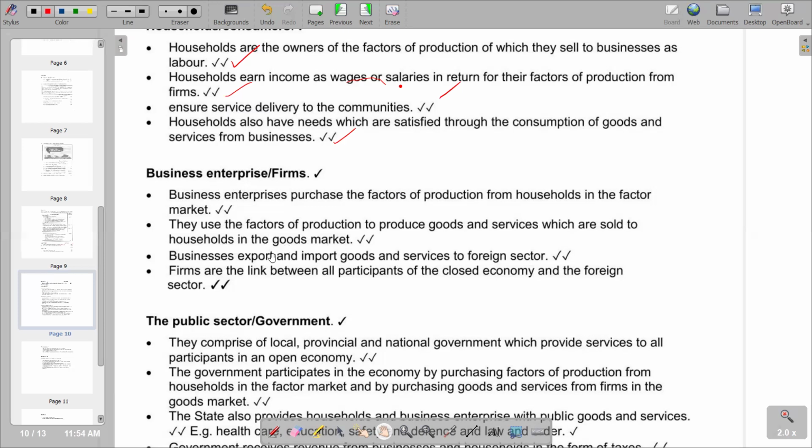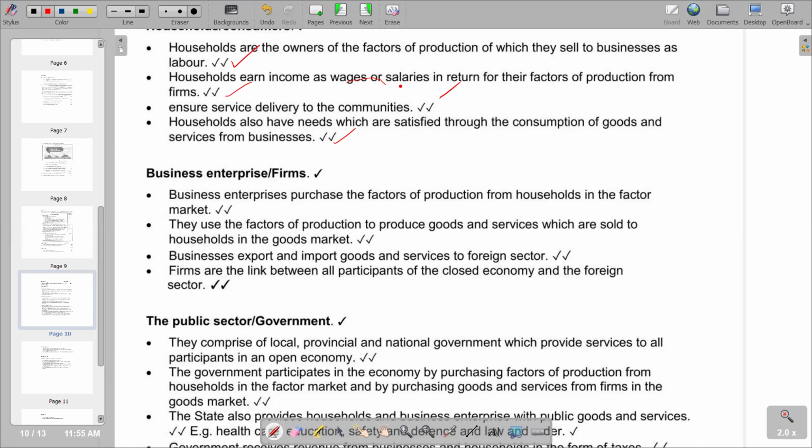So the factors of production that they buy from the households, which is labor, they use it to produce goods and services, and then they later on sell those goods and services back to the households. So this is what we have. But we are going to see also that the government can also buy those goods and services from businesses. So this is what we have.